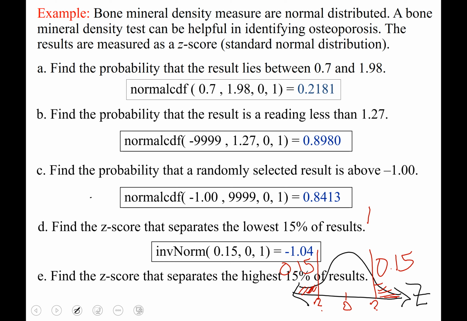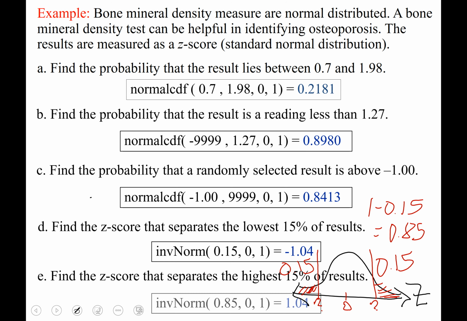The area to the left of that z-score is 1 minus 0.15, which is 0.85. Mu is 0, sigma is 1. So if we run that with inverse norm, turns out that a z-score of positive 1.04 will separate the top 15%. Not a coincidence that we got negative 1.04 and positive 1.04 because the bell-shaped curve is symmetric.